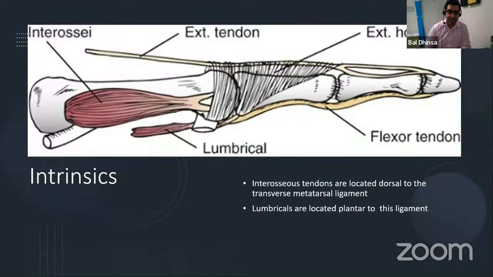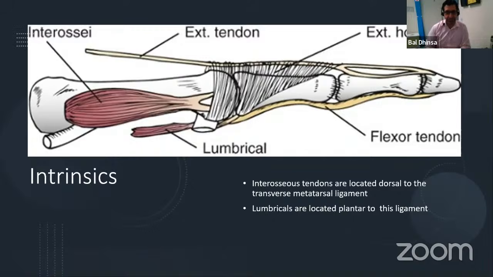And then the intrinsics consist of interosseous musculature as well as the lumbricals. As you can see, the interosseous tendons are located dorsal to the transverse metatarsal ligament, and the lumbricals are located plantar to this ligament. They're both plantar to the axis of motion of the metatarsophalangeal joint, and therefore they act as a flexor at the metatarsophalangeal joint, and they pass dorsal to the proximal phalangeal joint and distal phalangeal joint, and so therefore work as extensors on these joints.